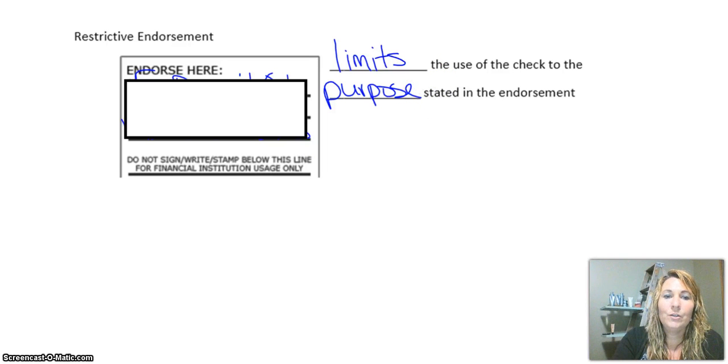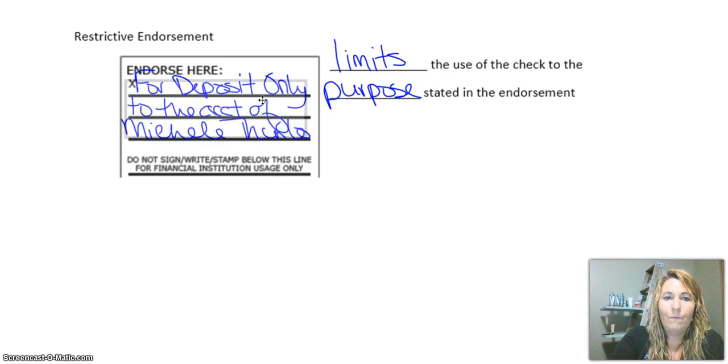So, what the endorsement looks like. It's going to say, for deposit only, to the account of, and then your name or your business name. So if I would write this, for deposit only to the account of Michelle Thurlow, if I was to lose this check, the only thing that can be done with this check is that it can be deposited into my account.